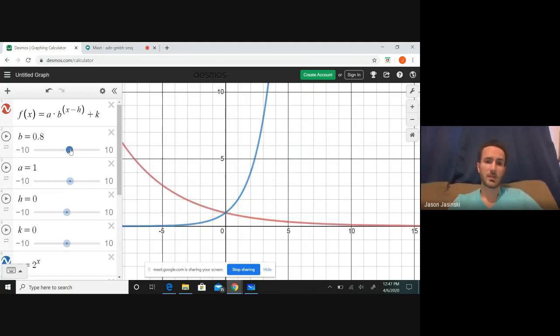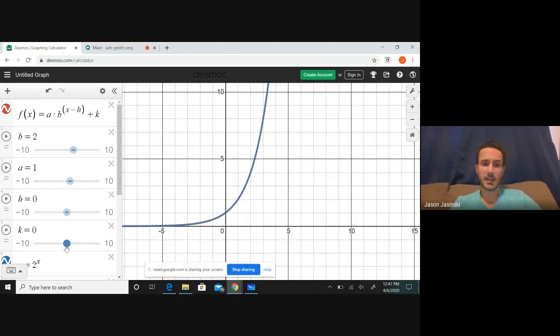When b is less than 1, it actually becomes decay. So 0.8 means you're taking 80% of the value each time. You go down to 0.2, it's a more steep decay. Okay, so when b is below 1, it's decay. When it's above 1, it's growth. So let's put this back at 2.